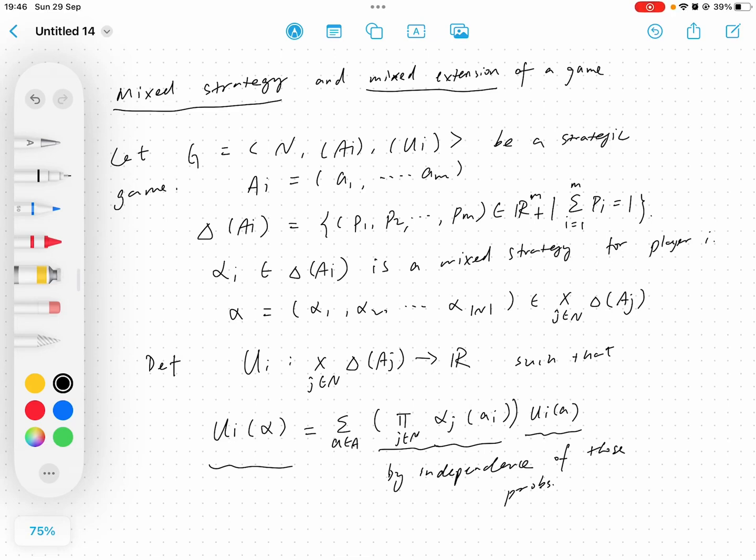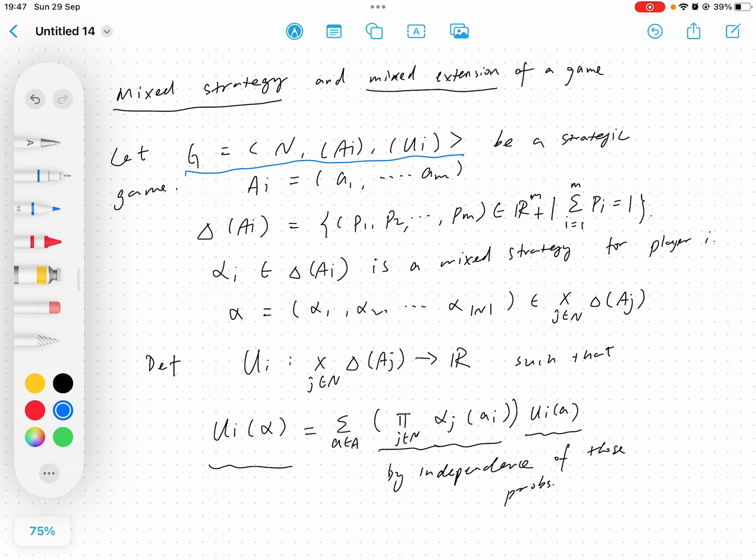Hello. So in this video, we'll talk about the mixed strategy and the mixed extension of a strategic game. So now let's first define the mixed strategy. Recall that we use this G, which is a tuple including the n players, and the action profile Ai and the utilities, right? So this G is just defined as a strategic game.